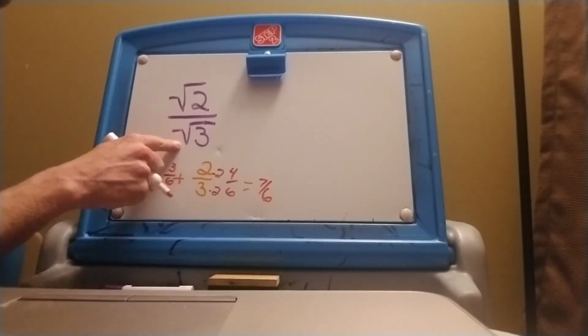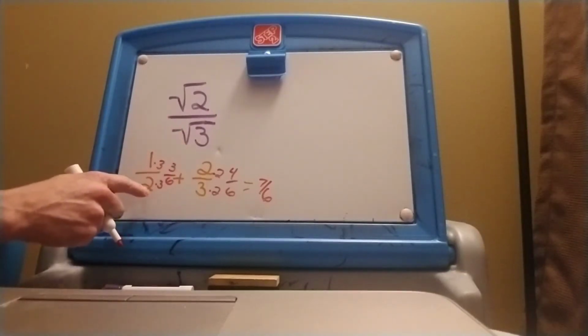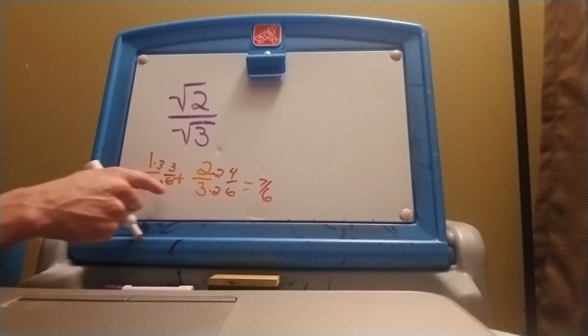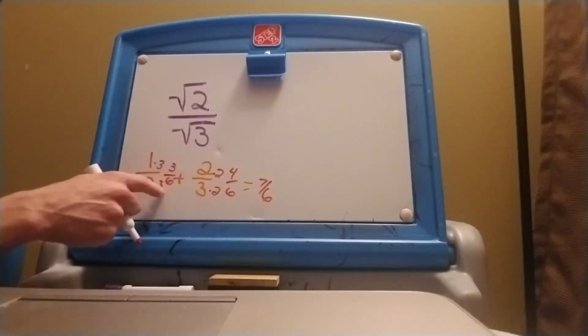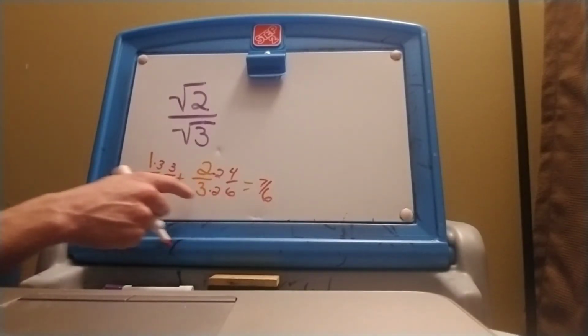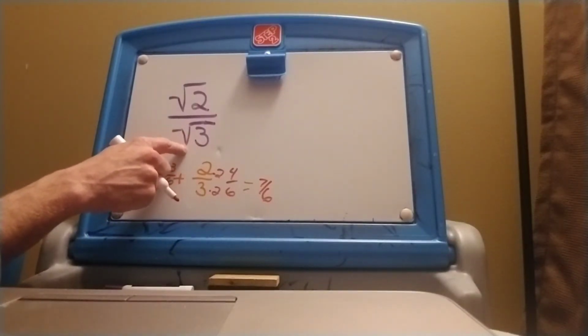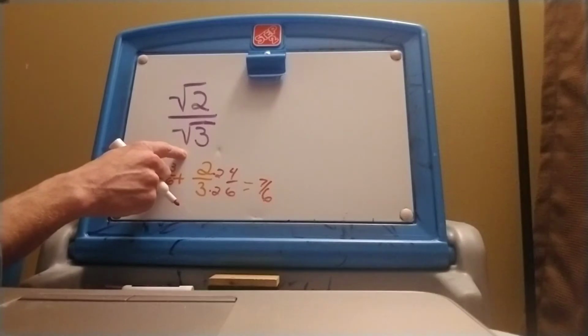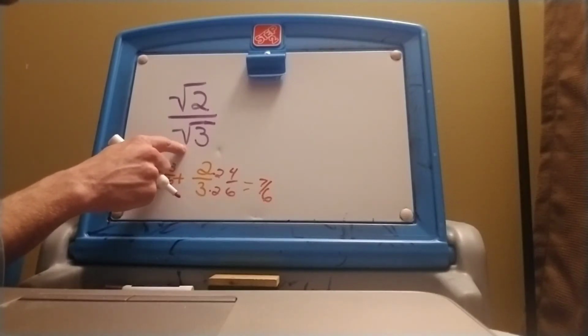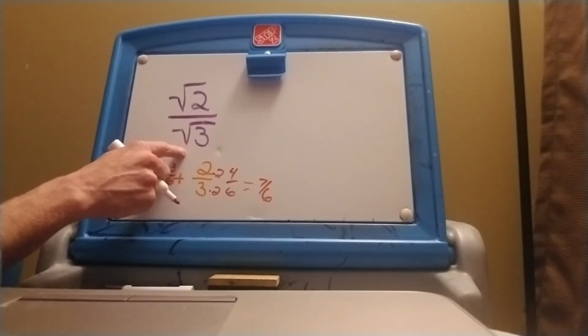Well, first, let's focus on getting rid of this radical here. I multiplied by whatever I needed to get a 6 in the denominator. That was my goal. I wanted that common denominator of 6. My goal here is to not have a radical, to not have a square root in my denominator. So what can I multiply the square root of 3 by to make it no longer be a radical?